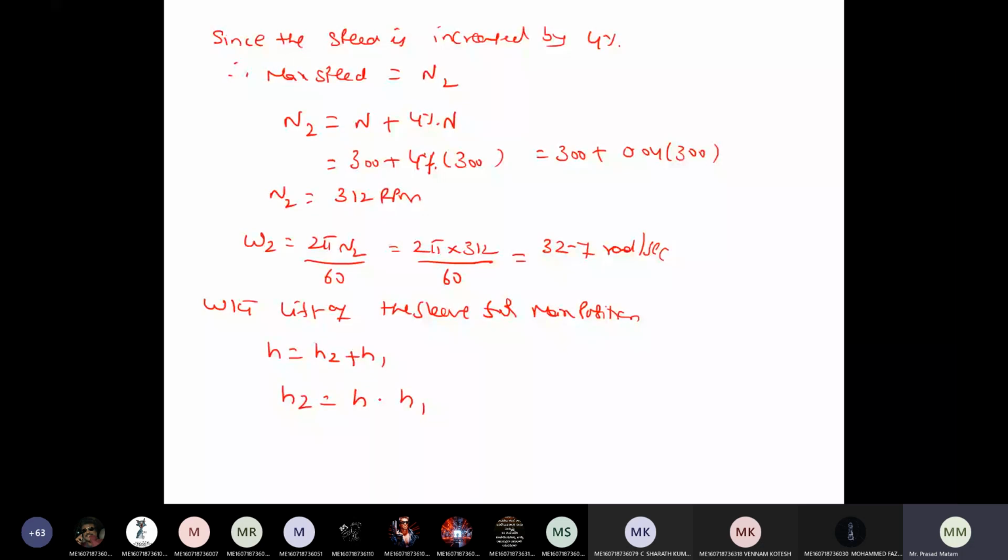What is H given in the problem? In the problem it is 20 mm, that is 0.02 meter. And H1 is equal to 0.01 meter. H2 is equal to 0.01 meter. Now let us take one more equation. Now for the minimum position, we can write the equation as follows.